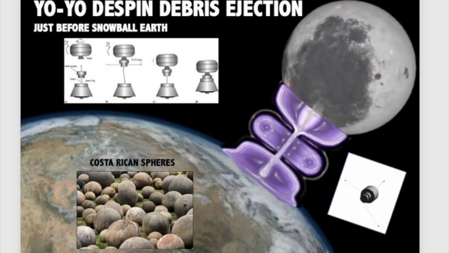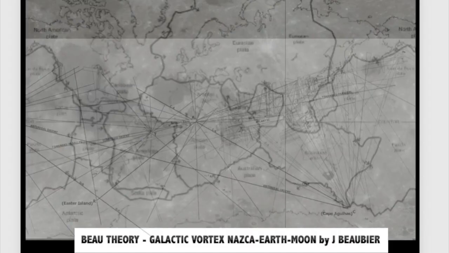As you guys know, I've proposed that the ejection of lunar material actually creates a yo-yo de-spin effect, and that helped propel the moon away, and that's why we find all these round spheres. I believe that they're part of this process that eventually washed up on shore and smoothed out.